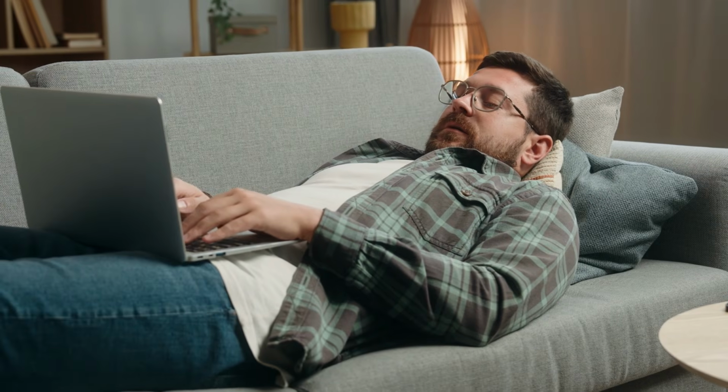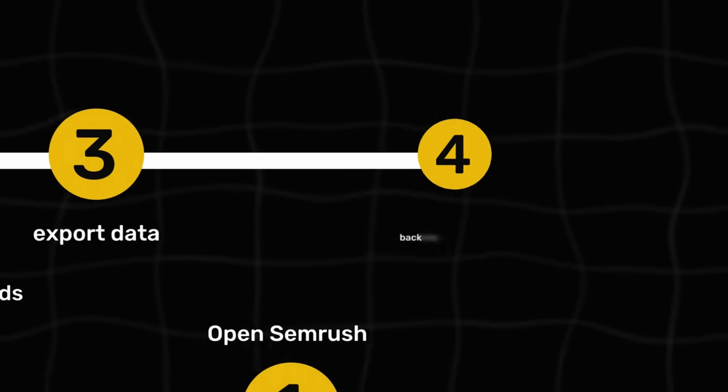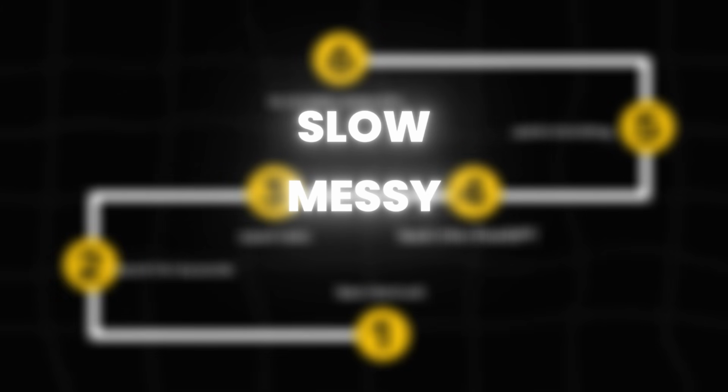Normally, your workflow looks like this. You open Semrush, search for keywords, export data, then jump back into ChatGPT, paste everything, and try to make sense of it. It's slow, messy, and honestly, it breaks your focus. And the worst part? If you don't do that, ChatGPT just guesses.